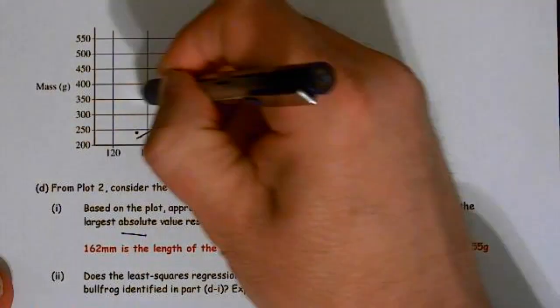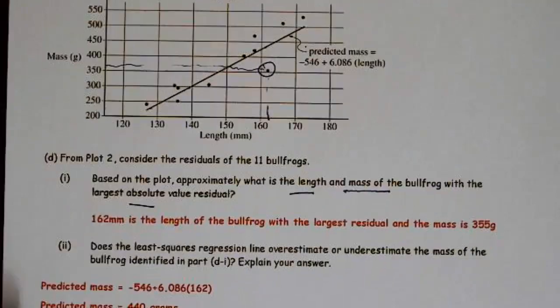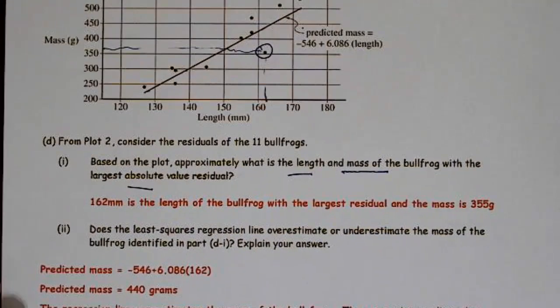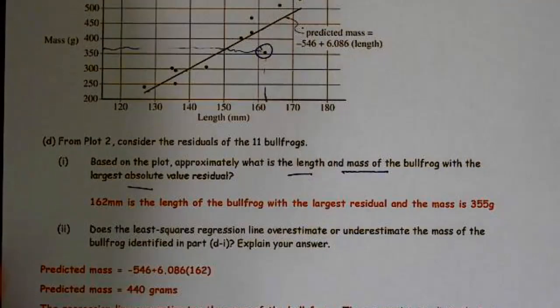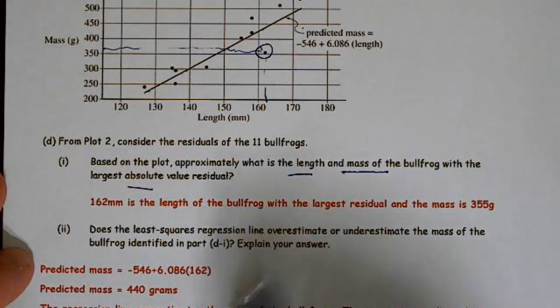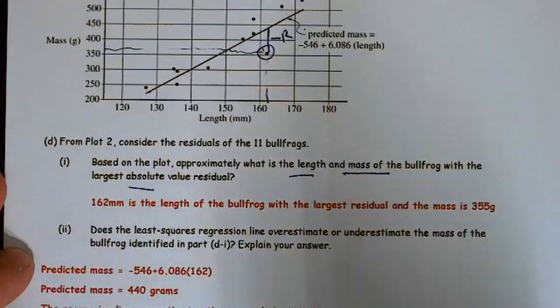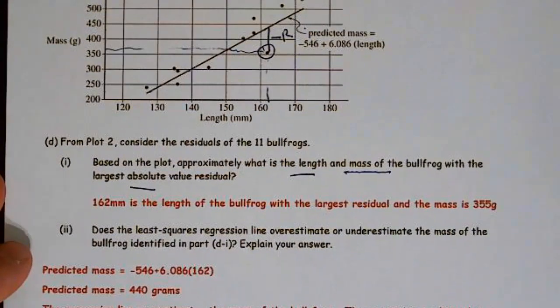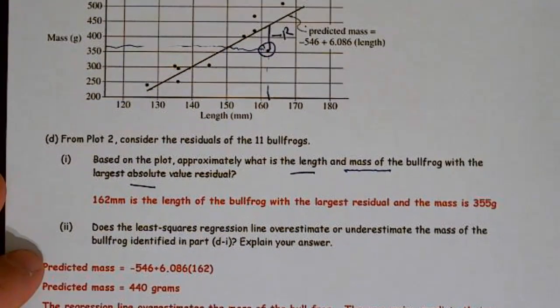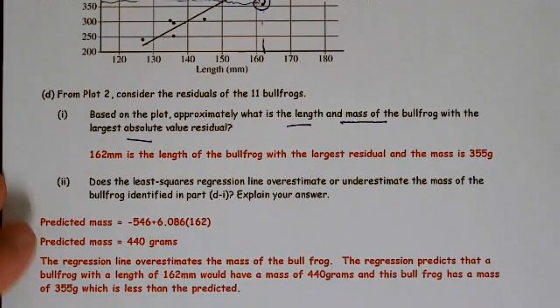How did I get the mass? I kind of drew a line over here and said maybe there. It's going to be close. Does the least squares regression line overestimate or underestimate the mass of the bullfrog at this point? Well, it's below the line, so I have a negative residual. So it definitely overestimates. So the regression line overestimates the mass of the bullfrog.